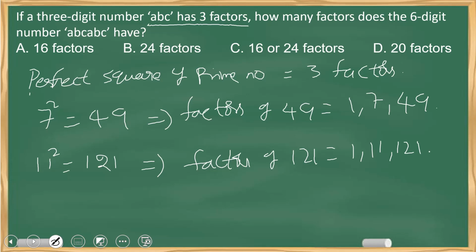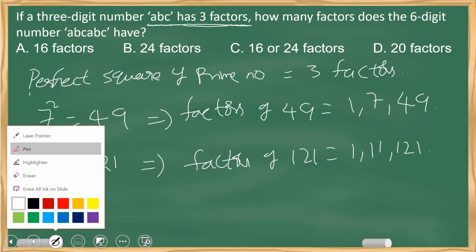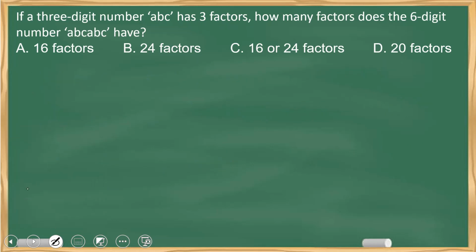So do you understand the point here? ABC has 3 factors. The meaning of this is ABC is a square of a prime number. Do you get the point here? Next, the number ABCABC is a number which is a combination of it. Before going to that, we take the number 121 as an example. So 121 is ABC. Then the number is 121121.